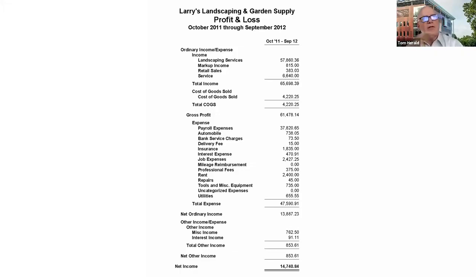That's the first line of breaking down the revenue. This company, Larry's Landscaping, has it broken down into four revenue items: landscaping services, markup income, retail sales, and service, added up to be his total income, which is the same thing as his revenue, 65,698. From that, we subtract out the cost of goods sold to get to the gross profit of 61,000. He itemizes each of his expense items to get to his total expense, and from that gets to his bottom line. You hear that phrase, the bottom line? That's because the net income is the bottom line.